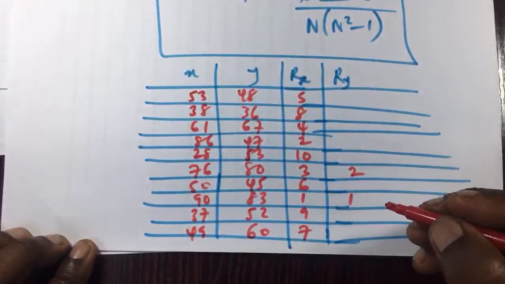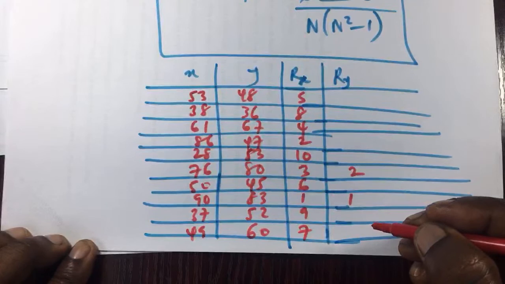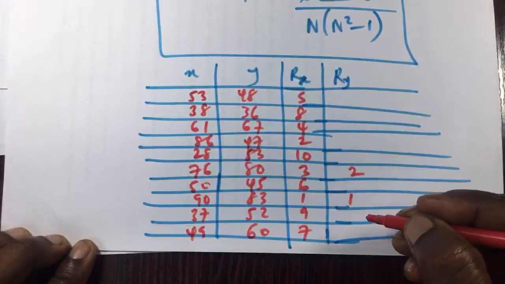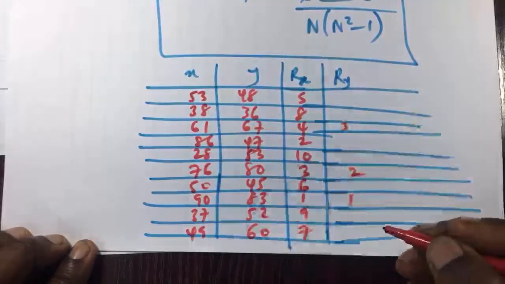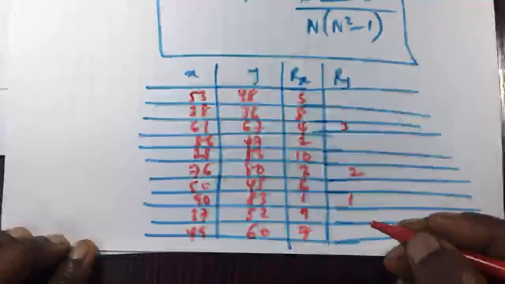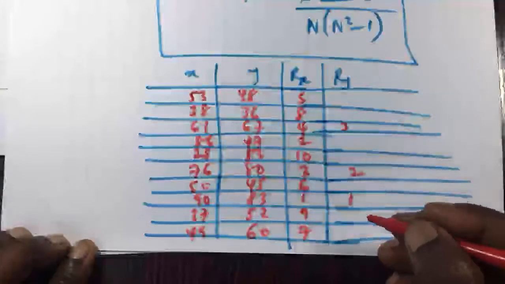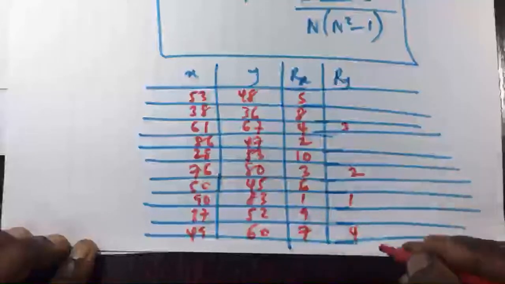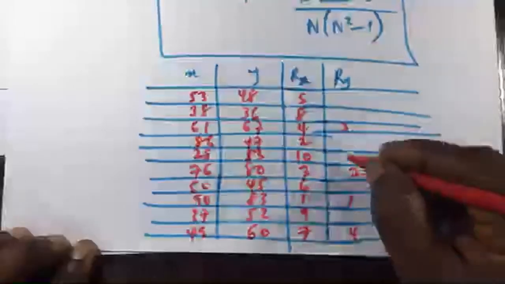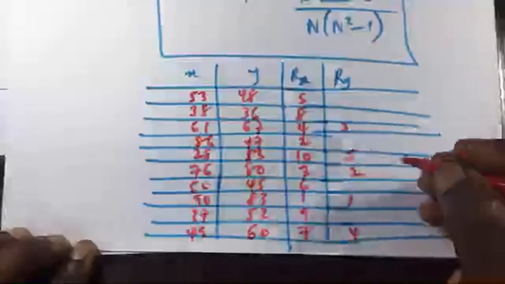Next to 80 is which value? Next to 80 should be 67, if I'm right. So 67, we are going to give 3. Next to 67 is what value? We have 60, so I'm going to give this 4. Next to that should be 53, so I'm going to give 53 5. Next to 53 is what value? 52. So we are going to give 52 6. Next to 52 is 48. We are going to give this 7.